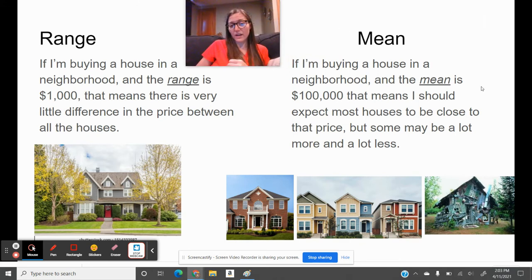The mean, on the other hand, if I'm buying a house in a neighborhood and the mean is like $100,000, that means that I could expect most of the houses to be close to that price, but it could also mean that I have houses that are super inexpensive mixed in with houses that are really expensive, and then some that are somewhere in the middle near that 100,000. So the range is a little bit more specific than the average in some cases.